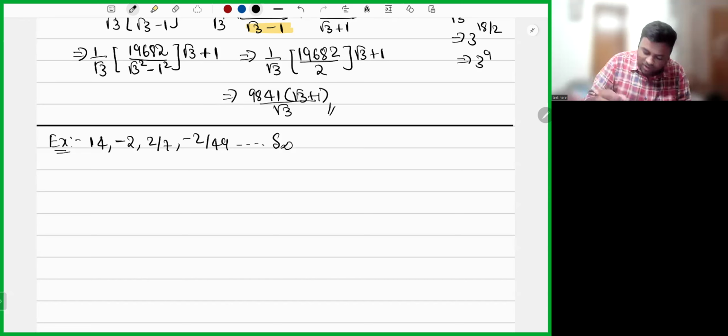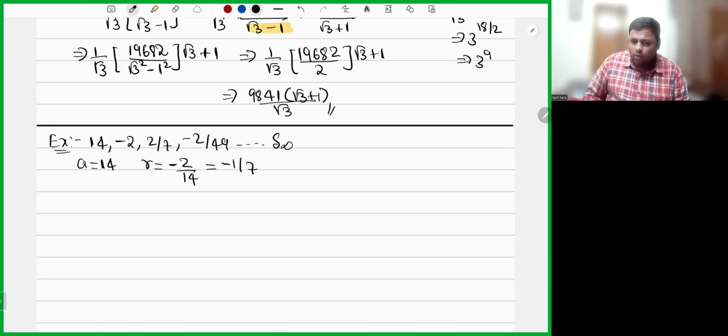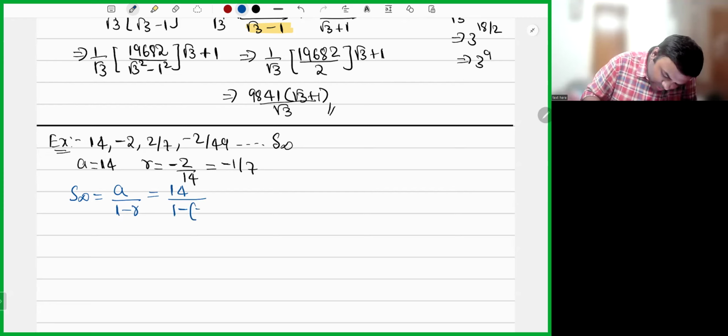How will I calculate? First, what is the first term? 14. Common ratio T2 by T1, minus 2 by 14, which equals minus 1 by 7. Is R less than 1? Obviously, sir, R is less than 1. Can we calculate S infinity? Yes. So S infinity will be A divided by 1 minus R. So 14 divided by 1 minus of minus 1 by 7. So 14 divided by 1 plus 1 by 7. So 14 divided by 7 plus 1 by 7.